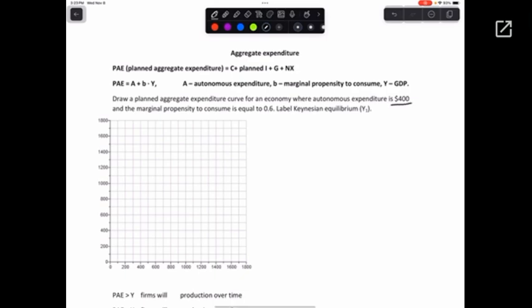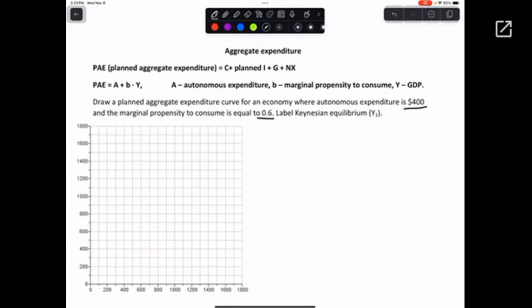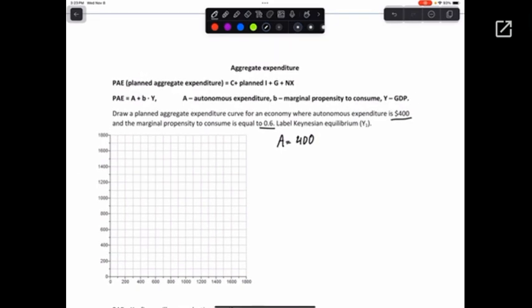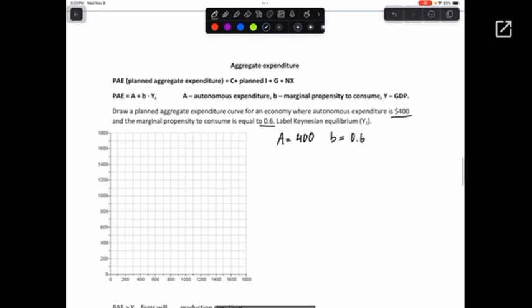is 400 and the marginal propensity to consume is 0.6. So we can say that autonomous expenditure A is equal to 400 and B, which is the marginal propensity to consume, is 0.6. So we can plug these into the planned aggregate expenditure equation where 400 plus 0.6 times y.